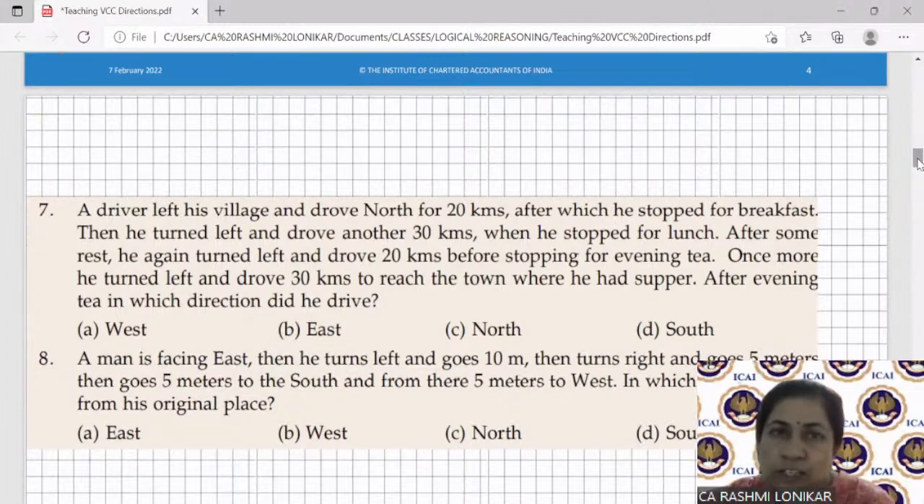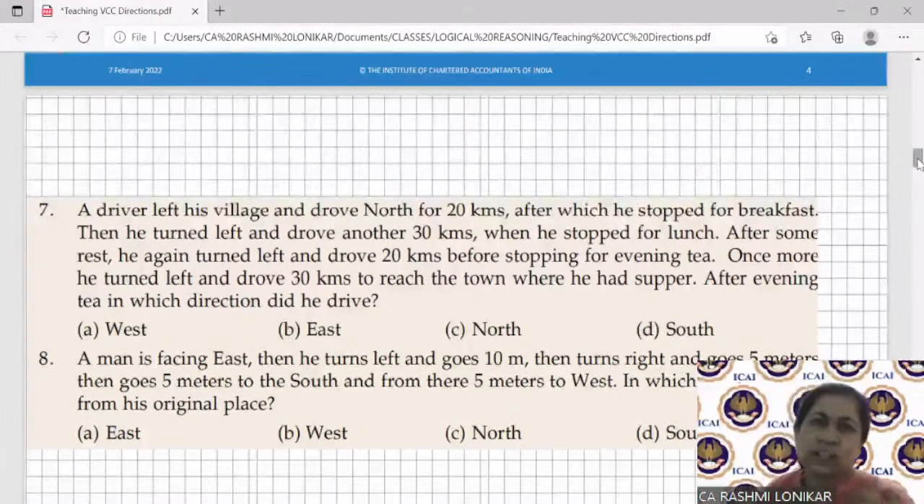In questions on direction, forget about whether he had breakfast, lunch, or dinner. That is not important. Which direction he is facing once he starts moving is the important thing.